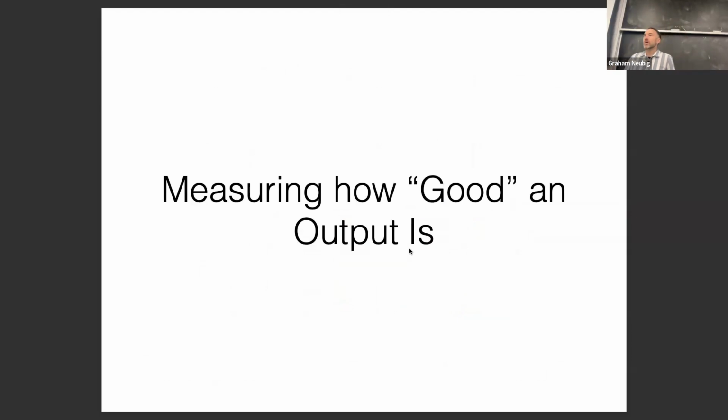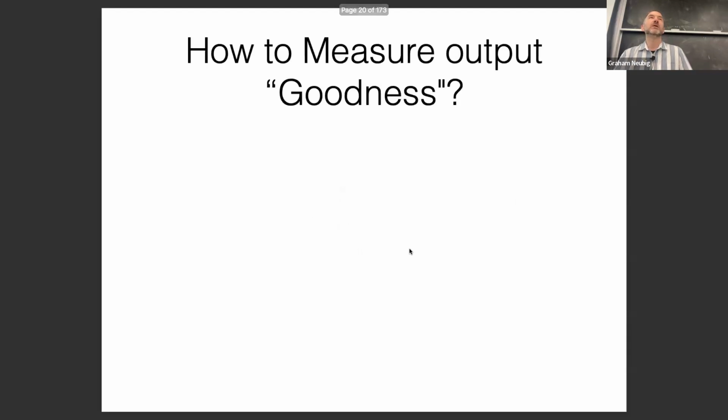Cool. So we'll be wanting to do reinforcement learning. And I'll define reinforcement learning later, but one of the most important ideas of it is a reward model or a reward function. And a reward is basically measuring how good an output is. So the first thing we need to know is how do we measure how good outputs are? There's a bunch of different ways to do this.